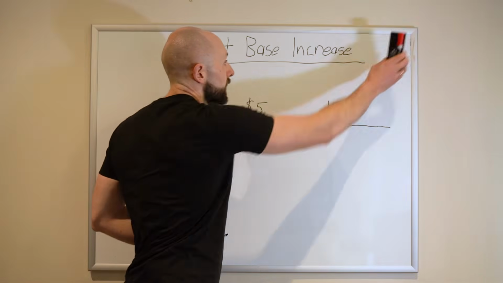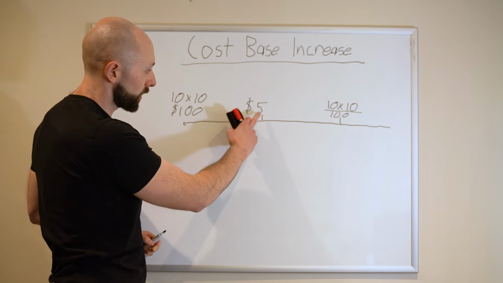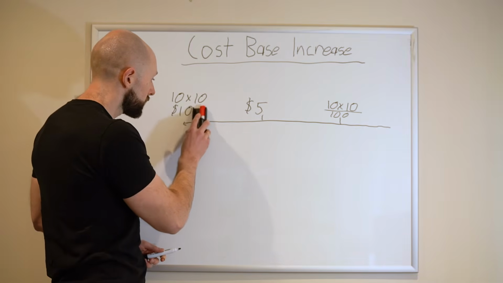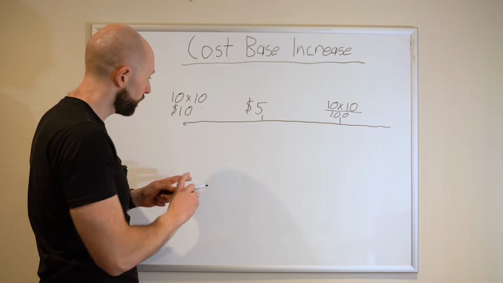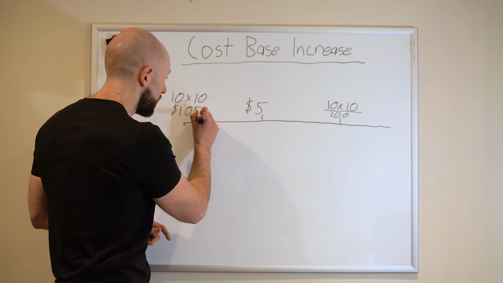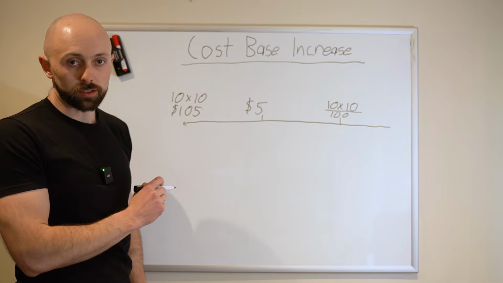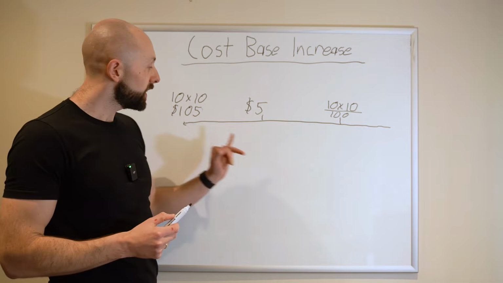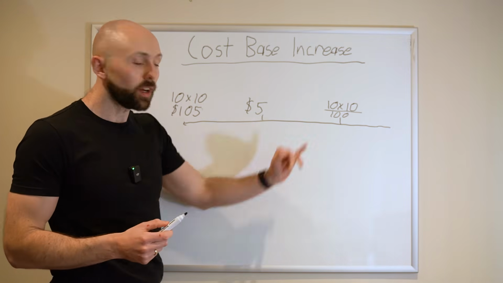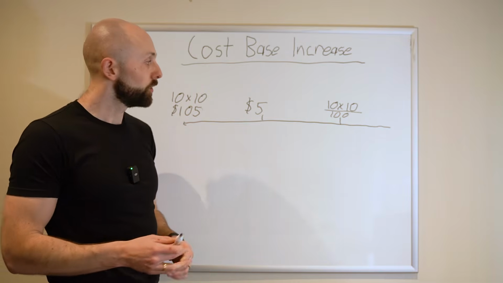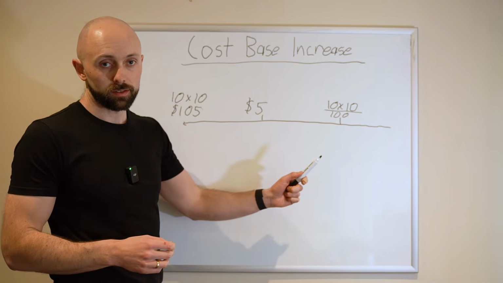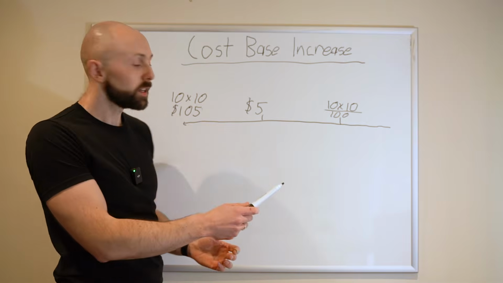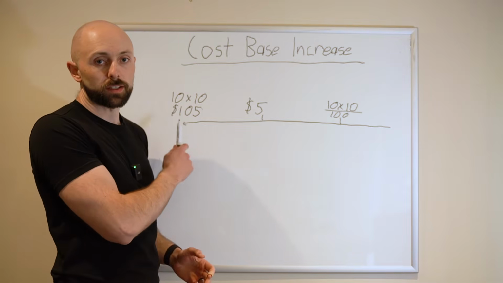So what that means is this cost base increase actually affects the cost base of your original purchase. So instead of it being $100, this is actually $105. So now when we make the same sale, it's now a $5 capital loss, not a break even. So that's how the AMIT cost base increase affects the previous shares that you've already bought.